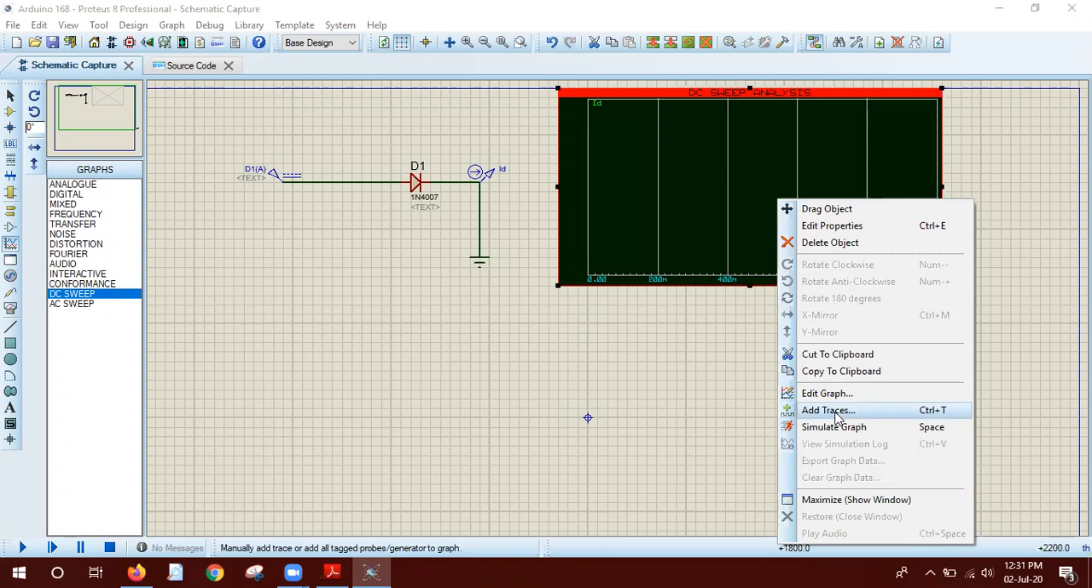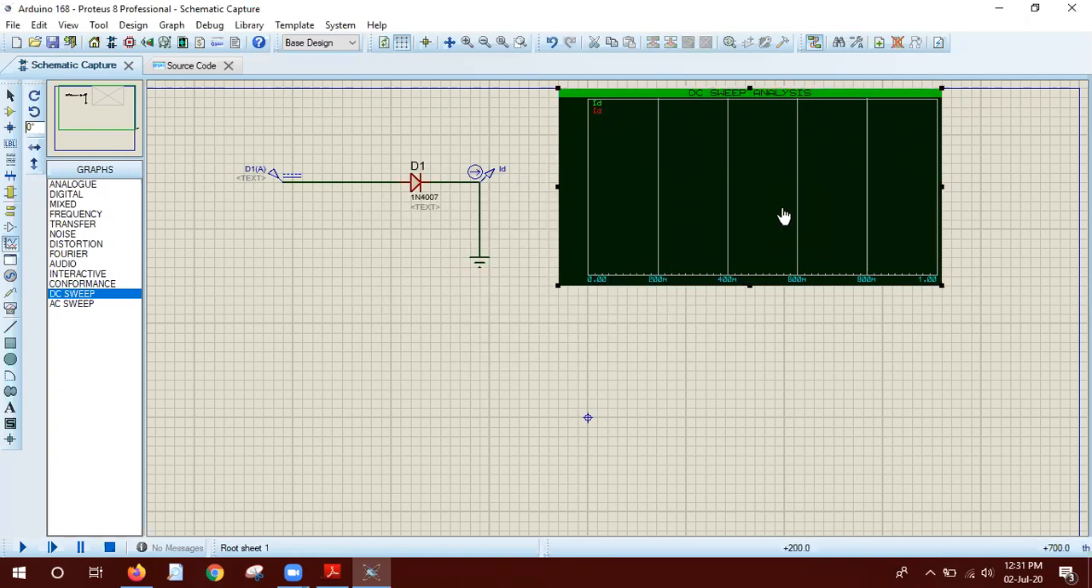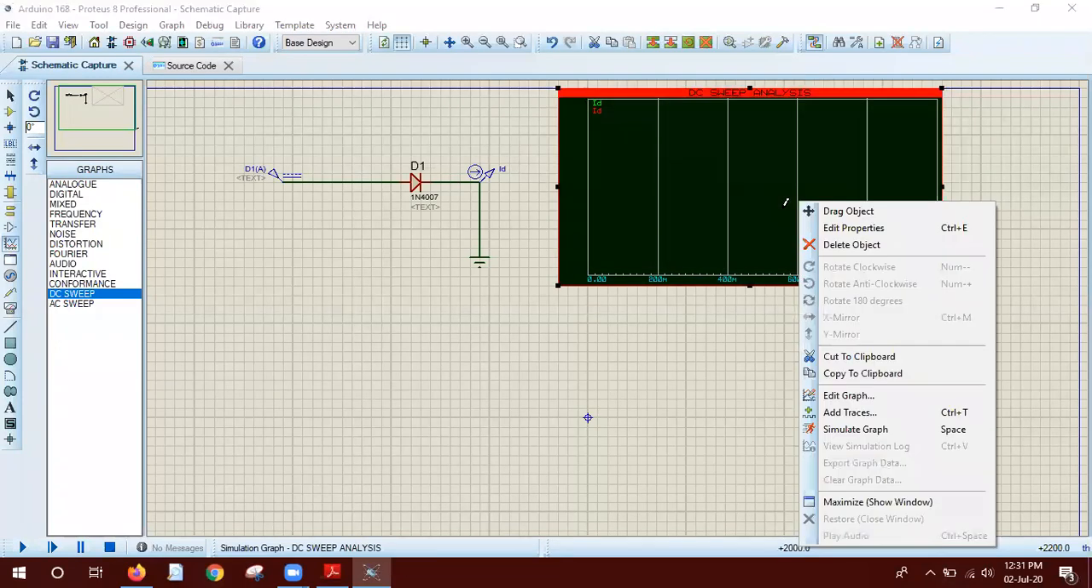Probe means which parameter you want to see in the graph. Add trace. Here the probe is given probe 1. So basically we have DI, the voltage, and also the current, but we wanted to see the voltage ID. So ID, we just OK. So it is added.